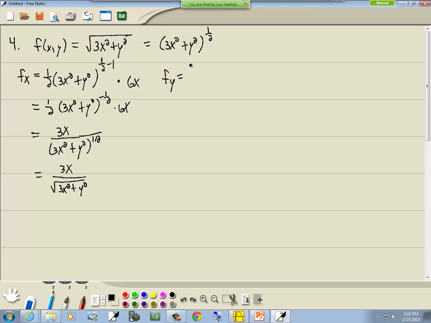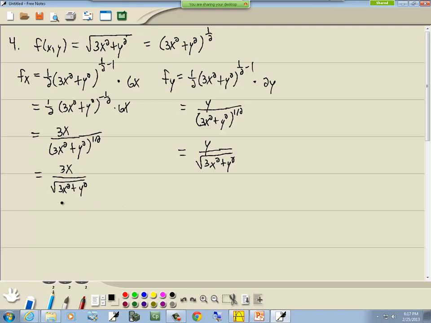Okay, partial with respect to y. Again, take the power, put it out in front. What's inside the parentheses remains as is. Lower the power by 1. And then we multiply times the derivative of what's inside the parentheses with respect to y, which is 2y. Well, the 1/2 times 2 cancels. We're left with the y on top. And down below we're going to have (3x squared plus y squared) to the 1/2. Which gives us y over the square root of 3x squared plus y squared.